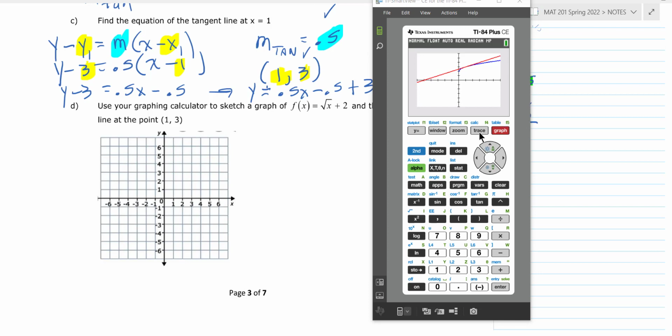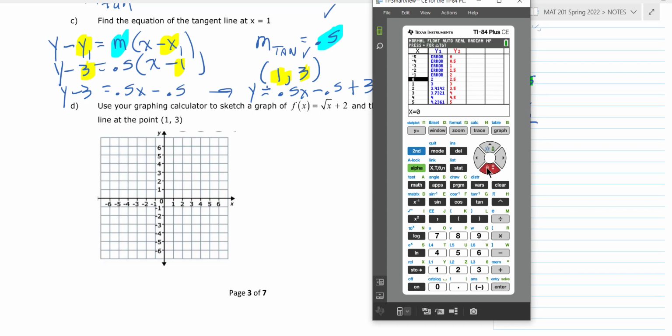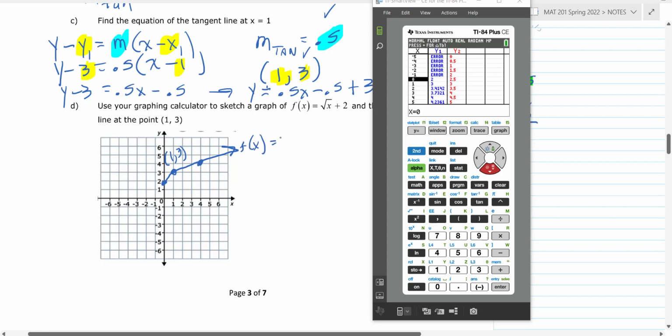You can go to a table of values if you want to, and the blue graph is the square root function. So I'm just going to get a couple of points, like here's a 0.02, here's a 0.13, and I'm going to label that one as 1,3. And then here's another point, there's a 0.44, and then we'll just kind of sketch in that curve like that. So that is the function f of x equals square root of x plus 2.